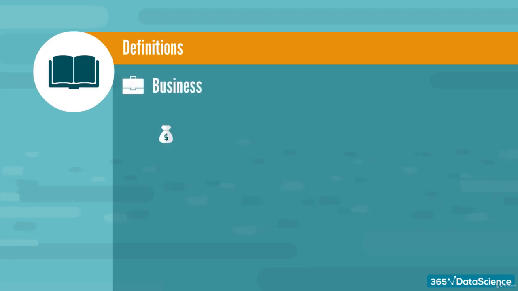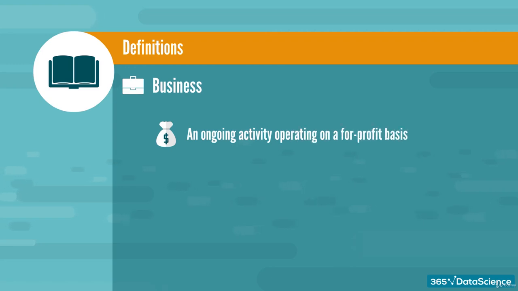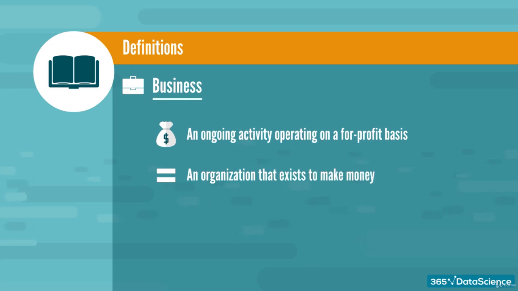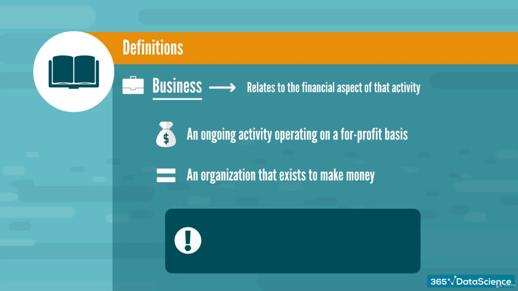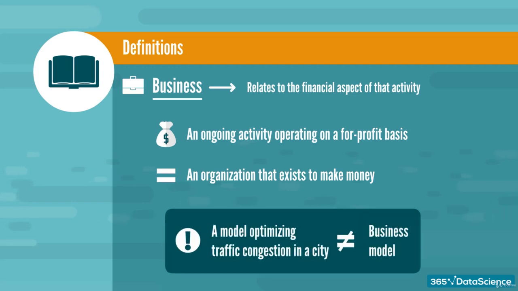A business is an ongoing activity operating on a for-profit basis. To put it briefly, you can also say that a business is an organization that exists to make money. Therefore, in all the terms you just heard, the adjective business is there to indicate that the given discipline or field relates to the financial aspect of that activity, as opposed to the one driven by other goals. Not all data analysis is done to reduce costs or increase revenue. For example, a model optimizing traffic congestion in a city cannot be classified as a business model.